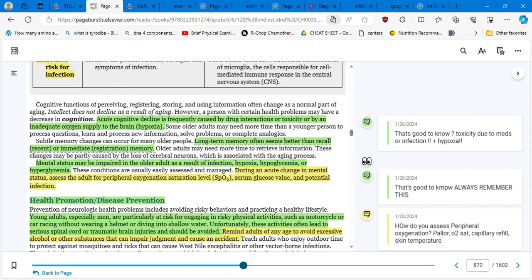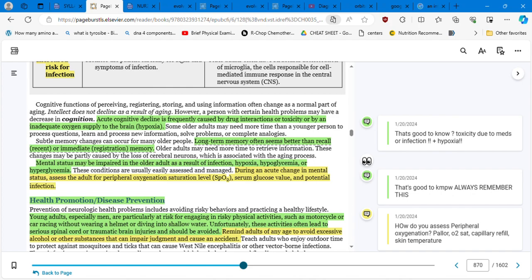Acute cognitive decline is frequently caused by drug interactions or toxicity, or by inadequate oxygen supply to the brain, hypoxia, for example. That's good to know. Toxicity could be meds or could be infection, okay, plus hypoxia. So this is coming in the test, okay? Remember the blood-brain barrier we studied before. These are elements that are able to cross the blood-brain barrier, including glucose and alcohol and medications, anesthesia, right?